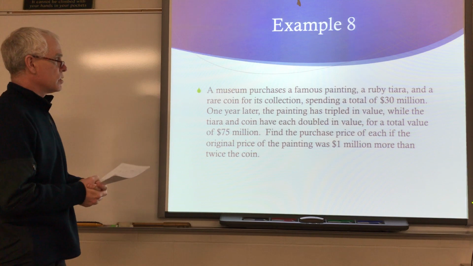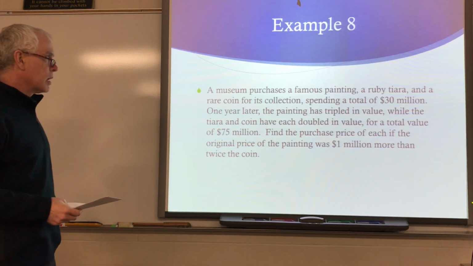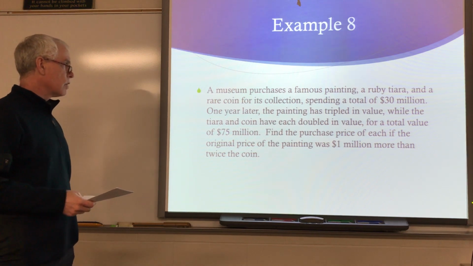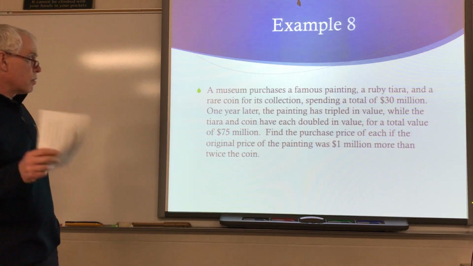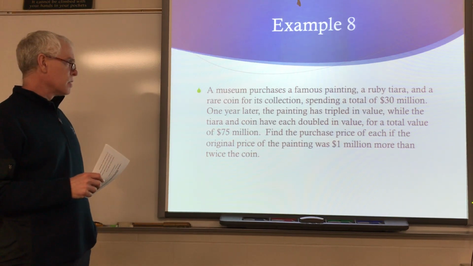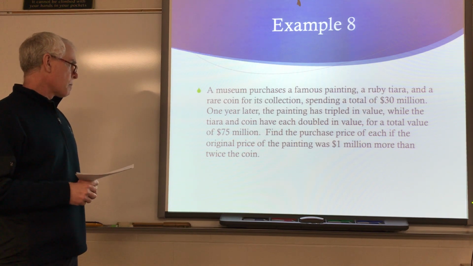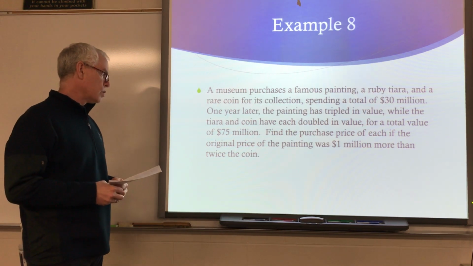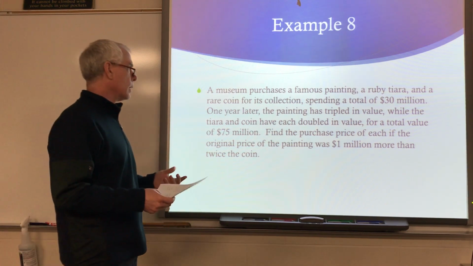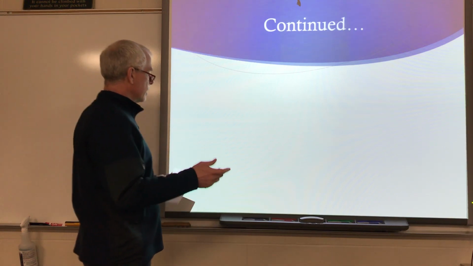So a museum purchases a famous painting, a ruby tiara, and a rare coin for its collection, spending a total of $30 million. 1 year later, the painting has tripled in value, while the tiara and the coin have doubled in value, for a total of $75 million down the road. Find the purchase price of each if the original price of the painting was $1 million more than twice the coin. Okay, so how are we going to do this? Okay, we need to write a system first.